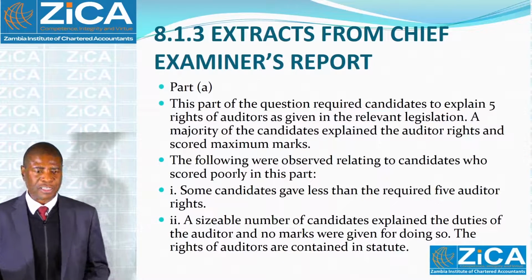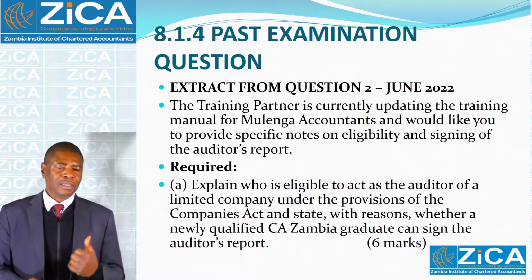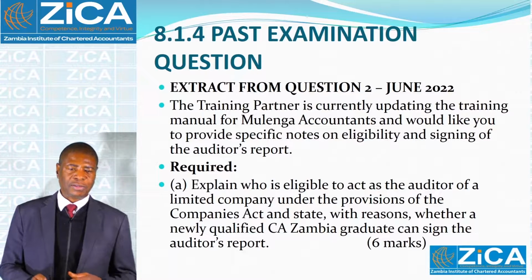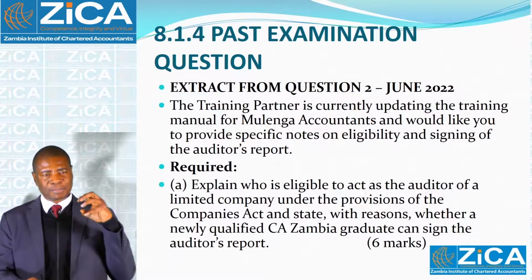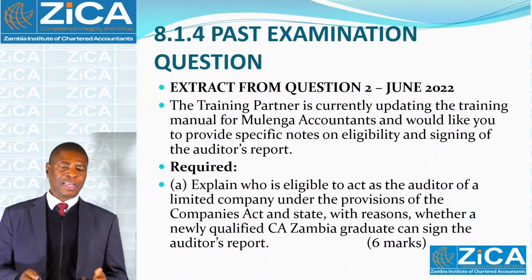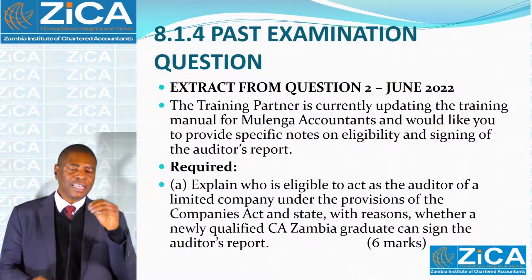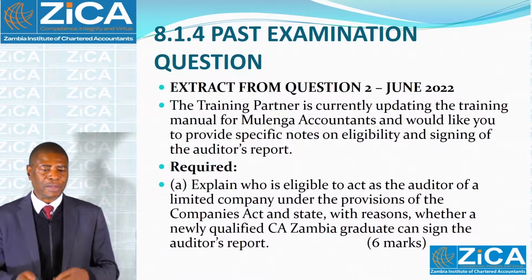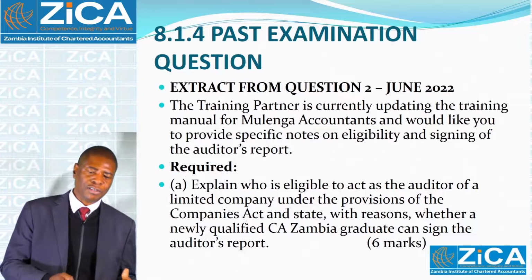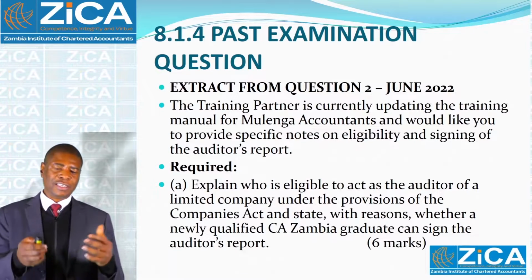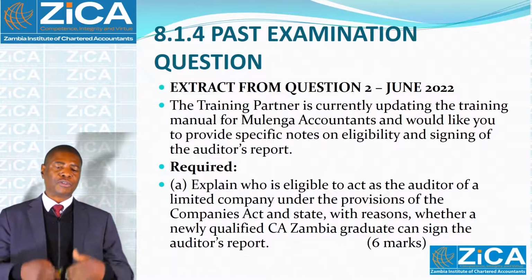In order to pass these auditing exams, I've also taken another question from the June 2022 examination about the first topic. The requirement is simply explain. Again, explain is the main command word used by the learning outcomes. So explain who is eligible to act as the auditor of a limited company under the provisions of the Companies Act. If you don't know the Companies Act provisions, including the Accountants Act of 2008, you cannot answer this question. So again, it's a knowledge-based question which we expect you to answer.